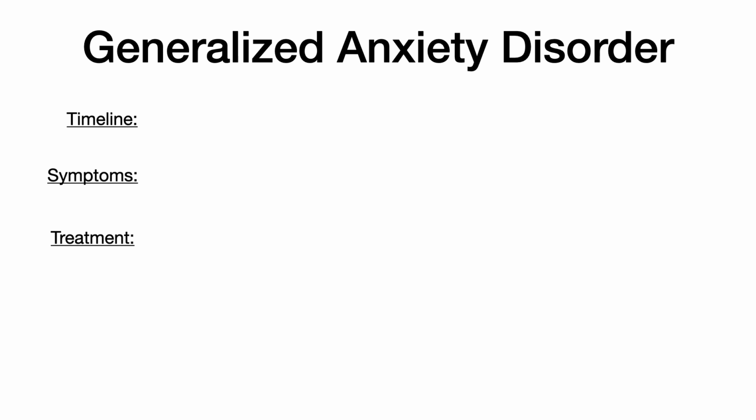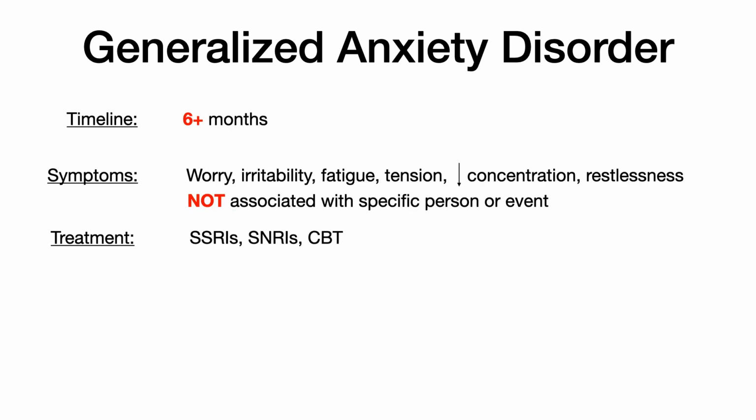Now, as many of you know, if you've been studying the psychiatry section of your textbooks, the timeline is very, very high yield. So in generalized anxiety disorder, the timeline is 6 or more months. The symptoms include excessive worry, irritability, fatigue, tension, decreased concentration, and restlessness. So you think about your anxious friend who constantly is worrying excessively about doing poorly in school. Chances are they have a lot of these symptoms. Now, of note, these symptoms are not associated with a specific person or an event.